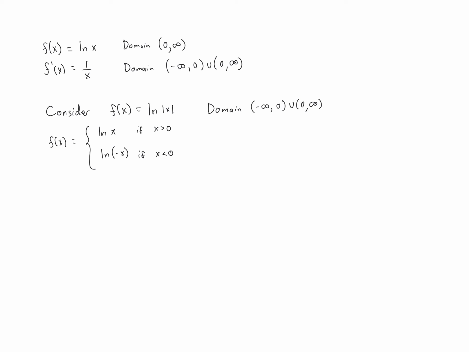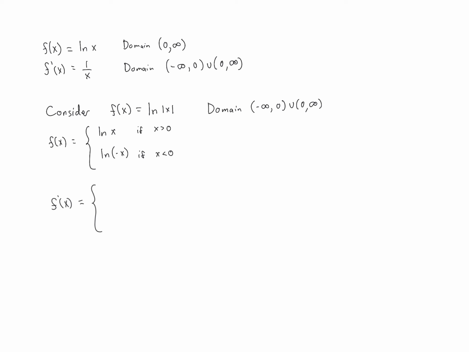So we can consider ln of the absolute value of x as a piecewise defined function that's equal to ln of x for the positive values of x and ln of the opposite of x for the negatives. And doing this allows us to differentiate it piecewise. We can differentiate each of those two functions on the different domains.